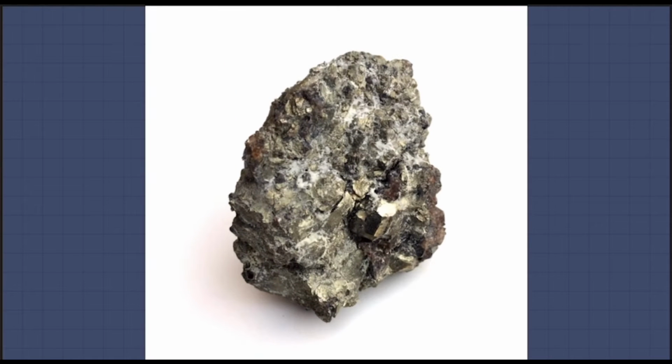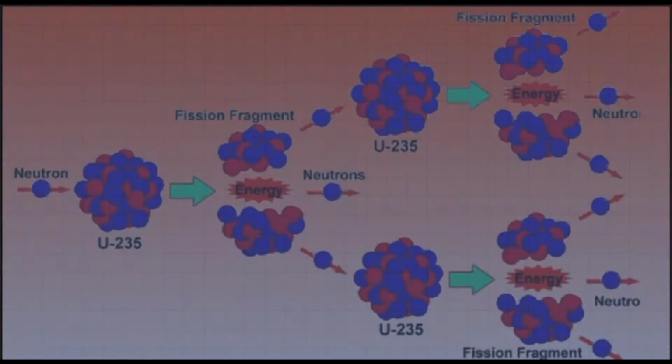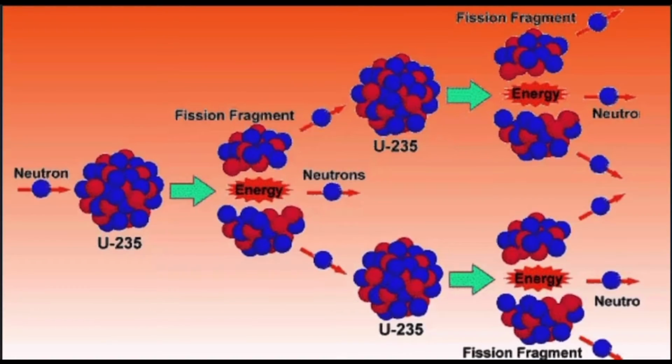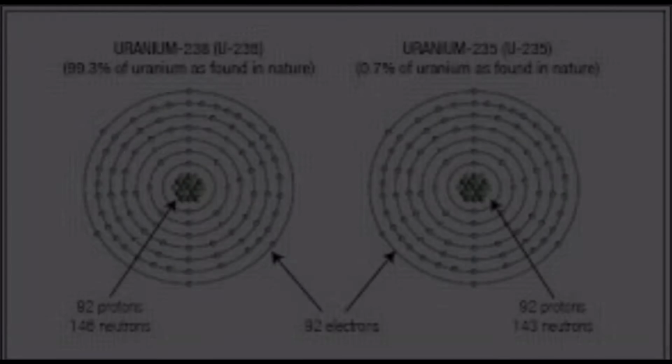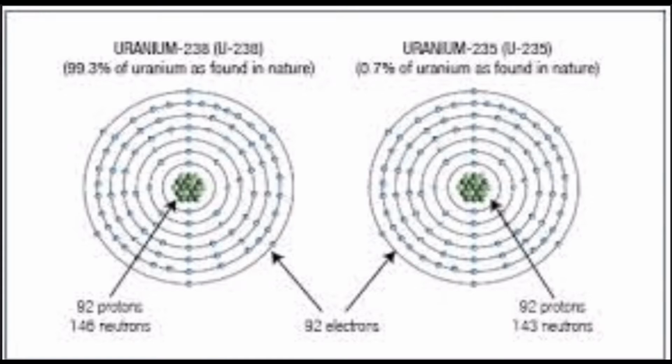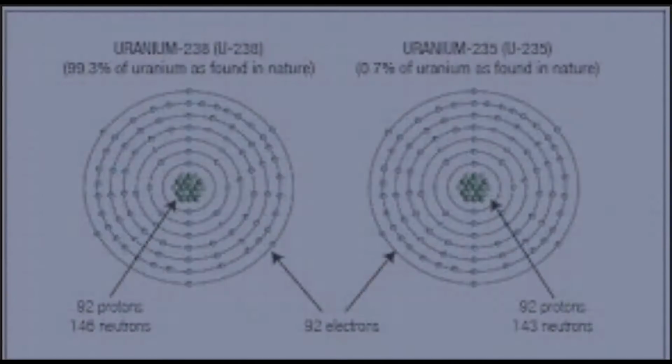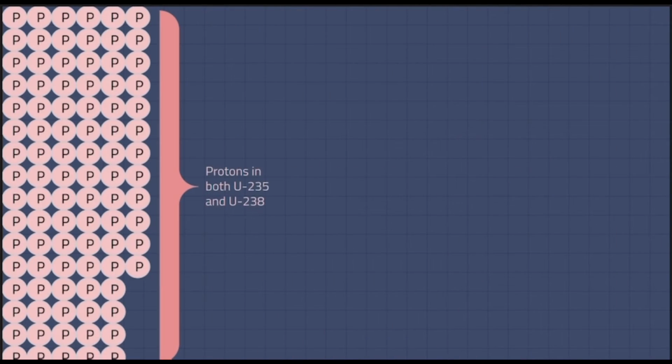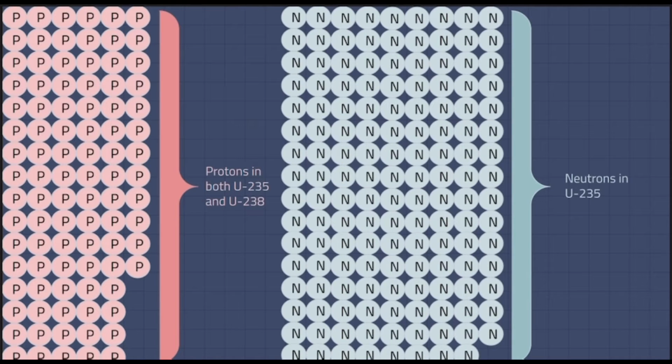Uranium is the most commonly used element in nuclear fission. This is due to the fact that its nucleus is easily split apart, especially in its isotope uranium-235. An isotope is just a varying form of an atom with different amounts of neutrons. For example, all uranium atoms and isotopes have 92 protons. However, uranium-235 has 143 neutrons, and uranium-238 has 146 neutrons.